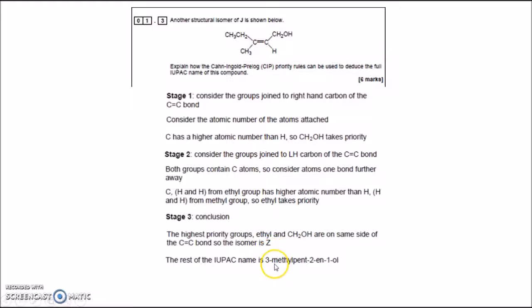3-methyl pent-2-en-1-ol. I'll just talk about the fact that it's not "ene", it's "en", in a minute. Let's just check. 3-methyl, yes, because 1, 2, 3, the methyl group is at number 3. On carbon number 2 is the ene, pent, 5 carbons in a row, 2-en-1-ol. The ol, the OH group, is at number 1.